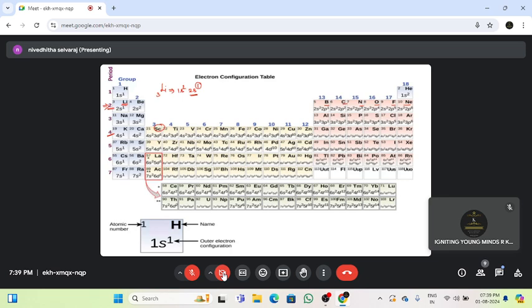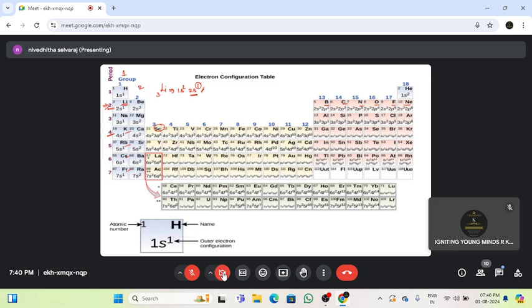Similarly, group number represents the number of valency electrons. Let us take the first group. In the first group, we have hydrogen, lithium, sodium, potassium, rubidium, cesium, francium. For all these elements, the number of valency electrons will be just 1. For example, how many valence electrons are there in lithium? Just 1. So group number is 1 and the number of valence electrons is also 1. And for group 2, valence electrons will be 2.